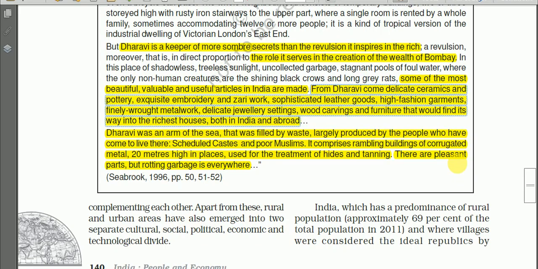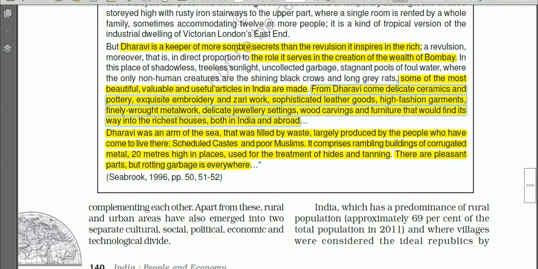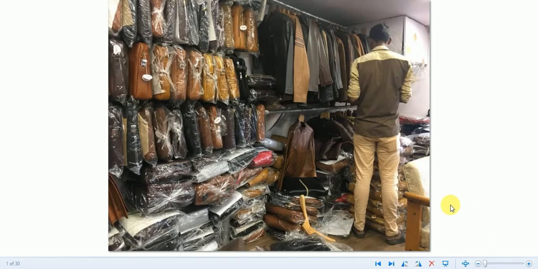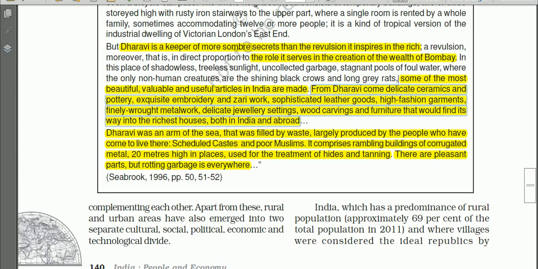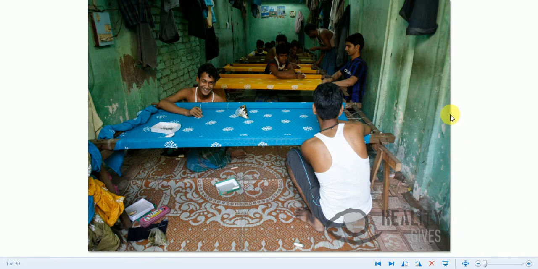And here is another leather work in Dharavi. And these are the leather products made in Dharavi. And then this is embroidery work.